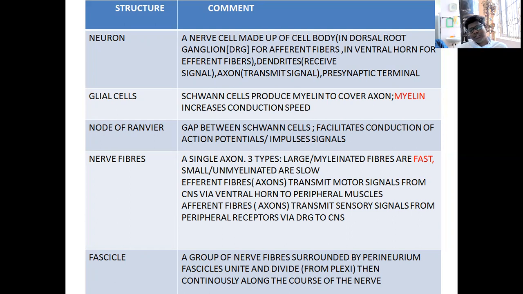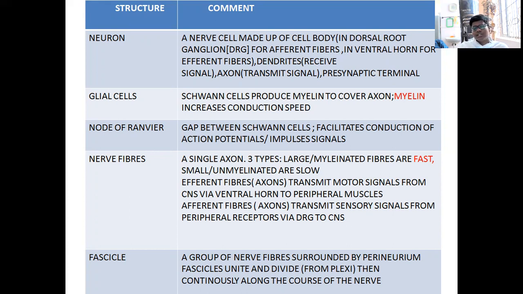A single axon consists of three types. Large myelinated fibers are fast, small unmyelinated are slow. The efferent fibers transmit motor signals from CNS via ventral horn to peripheral muscles. Afferent fibers transmit sensory signals from peripheral receptors via DRG, dorsal root ganglion, to CNS.